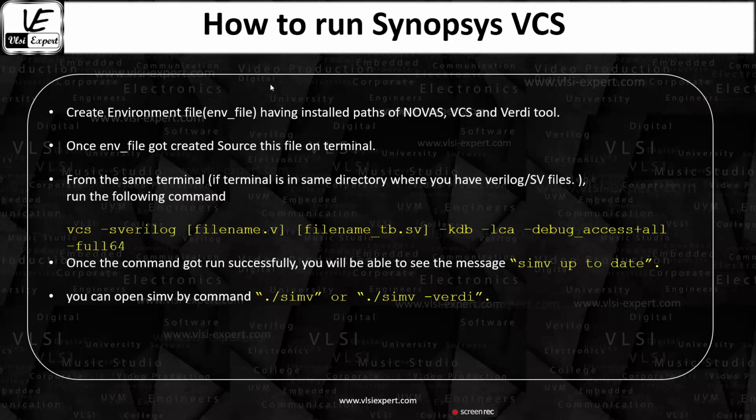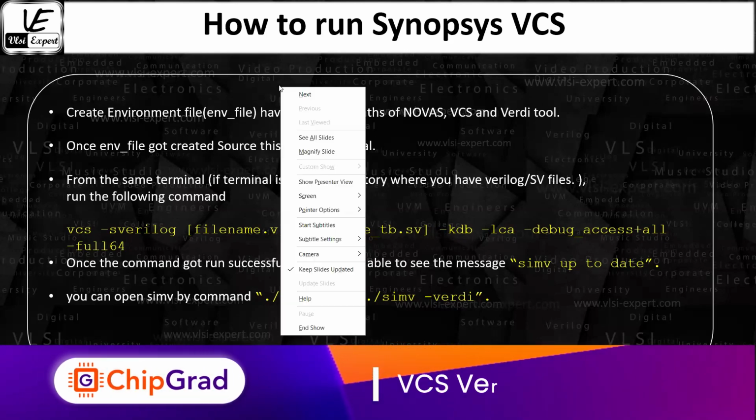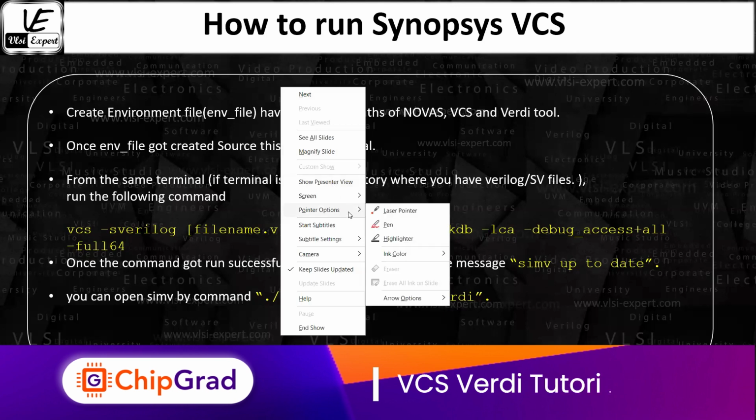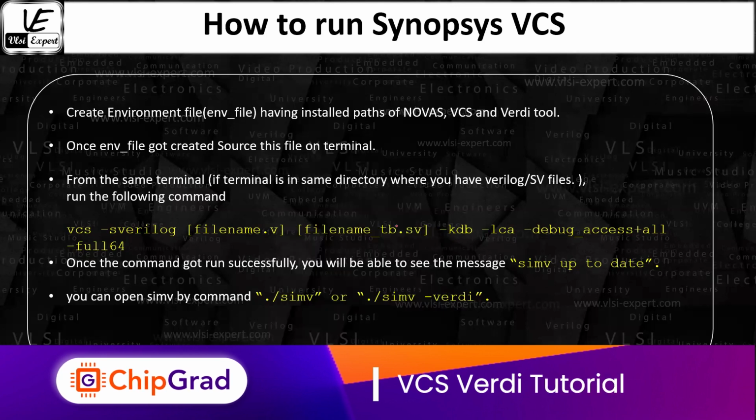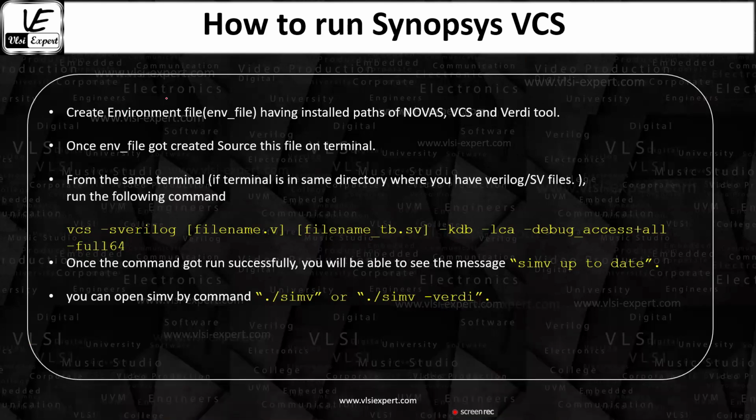Today we are going to learn about how we can run the Synopsys VCS tool. What are the steps involved to invoke the VCS tool along with VERDI? So the very first step is to create an environment file, which can be by any name, but in our case we are taking the name env_file, which must have the installed path of all these three tools.